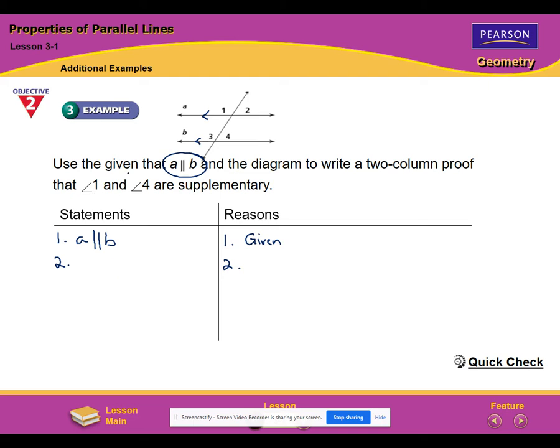You can't jump right to 1 and 4, but wouldn't you be able to say like angle 1 plus angle 2 is supplementary? Or angle 3 plus angle 4? Let's say that. Let's use angle 3 and angle 4. The measure of angle 3 plus the measure of angle 4 equals 180.